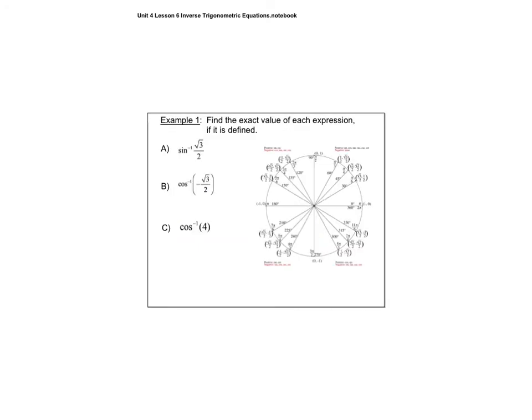All right, so let's find the exact value of each expression if it is defined. So the inverse sine of square root of 3 over 2. Well, sine is only defined in two quadrants. It's in quadrant 1 and quadrant 4. So where is your sine there, the square root of 3 over 2? It's only there, and it's at pi over 3.